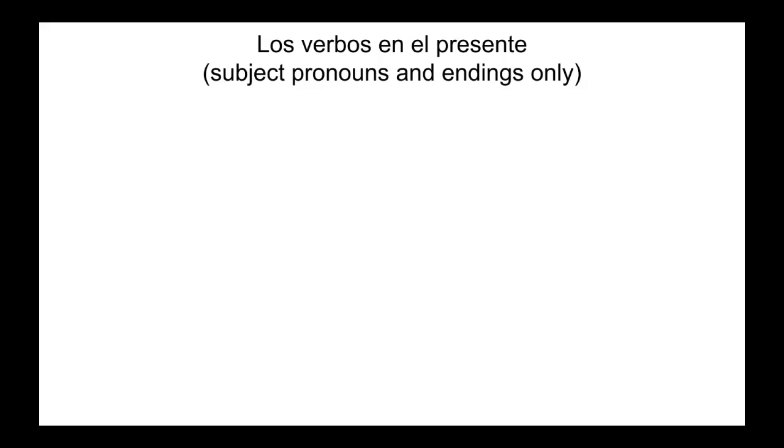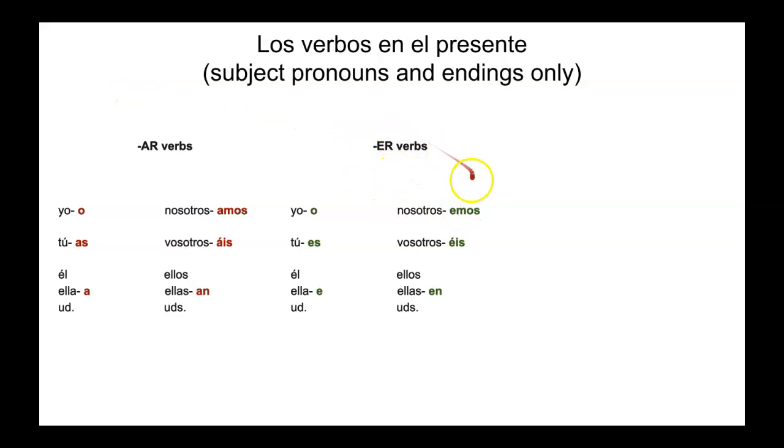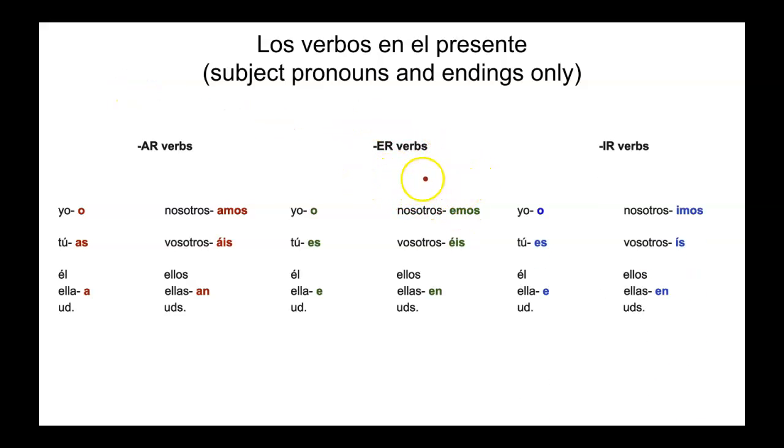My previous charts have given you examples of conjugations of one AR verb, one ER verb, and one IR verb. Now I want to simplify a little more and just provide you with the present tense endings of AR verbs. As you can see right here, I just have the subject pronouns and the present tense endings. Same thing for the ER verbs. Same thing for the IR verbs.